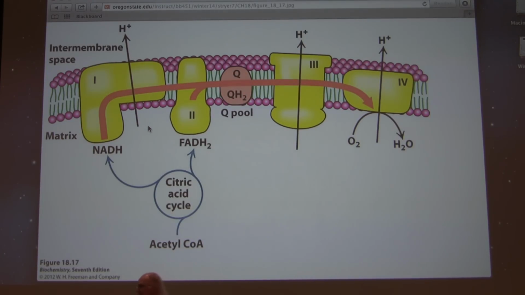Yes? So the protons from NADH, are they actually used in complex 1? So, yes, good question. It's a common question. What happens to the protons here? The protons are just released into the solution. So there's not a direct tie between the protons there.